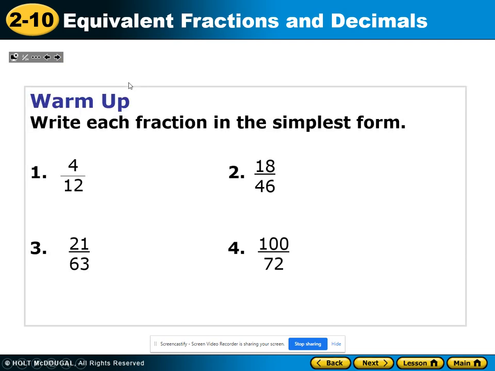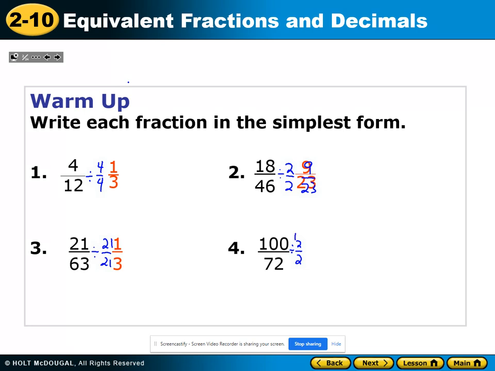All right, write each fraction in the simplest form. So up here, it's important that we realize we're dividing by a fancy one, which is 4 over 4, and we get 1/3. Over here, we're dividing by 2 over 2, and we get 9 over 23 for our answer. All right, here I see that I can divide by 21 over 21, and I get 1/3 as my answer. Over here, it's an improper fraction, but we can still divide by 2 over 2.